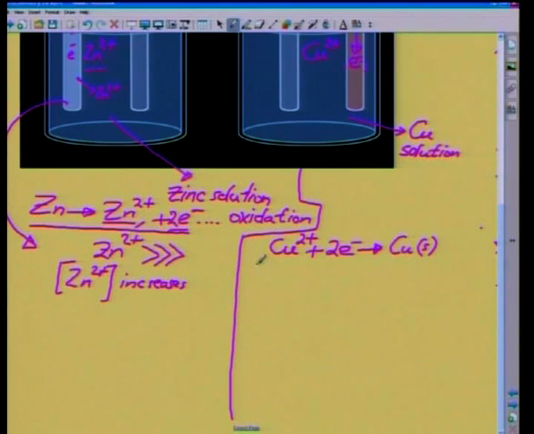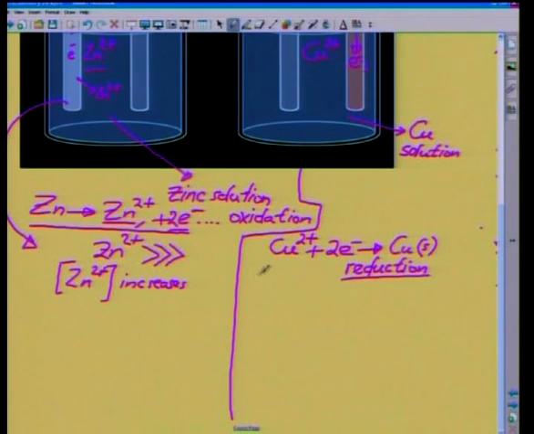So this is basically what is happening. A process where electrons are received, we call reduction. So reduction occurs on the copper side. The copper ions are reduced to copper solids, or copper atoms. So that is what we are seeing happening there.